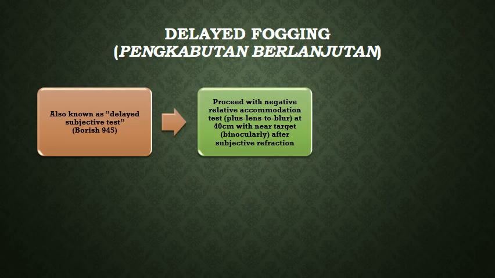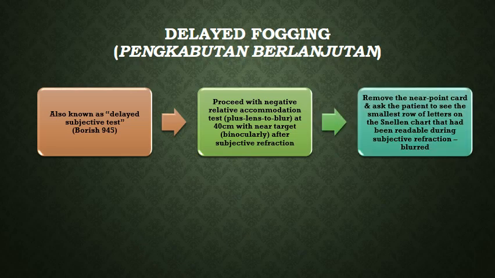which is after the subjective refraction, you will proceed with the negative relative accommodation test, also called the plus lens to blur test, at 40 cm with a near target, which is the best VA for near, and this is done binocularly. The plus lens power is added binocularly in 0.25 diopter steps. Once the target is blurred, you should stop adding the plus lens immediately.